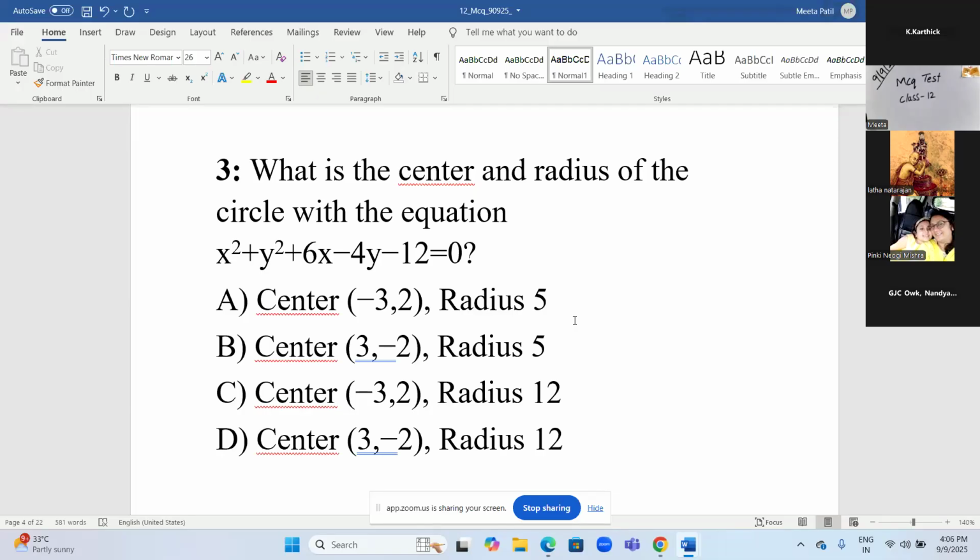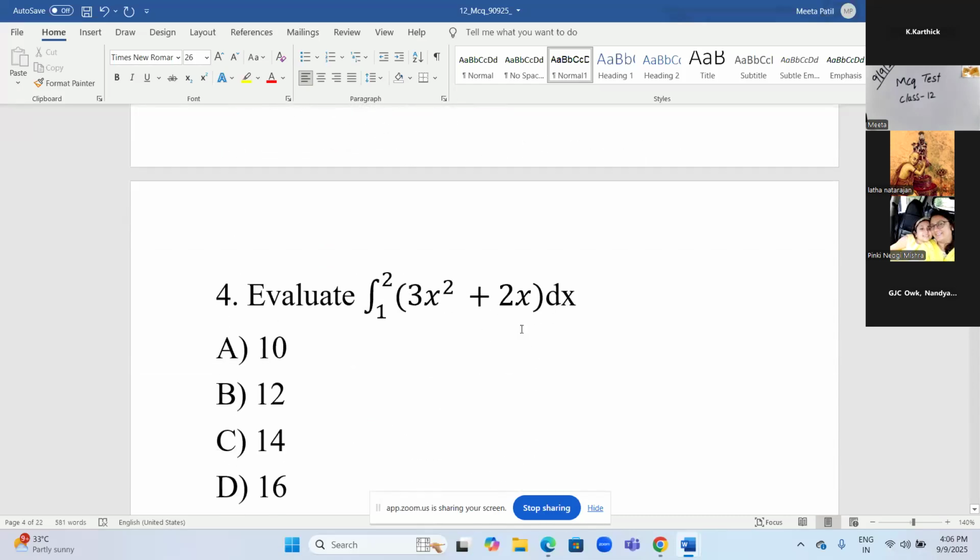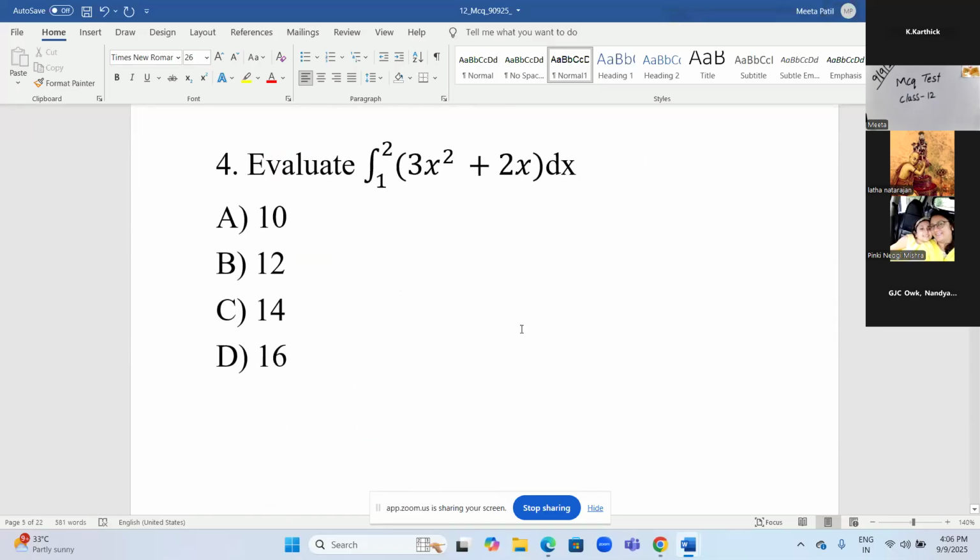Okay, so further we will move for the next question now. So your fourth question is: evaluate the integration from 1 to 2 of 3x square plus 2x dx. So here you are having the option A as 10, option B as 12, option C as 14 and option D as 16.